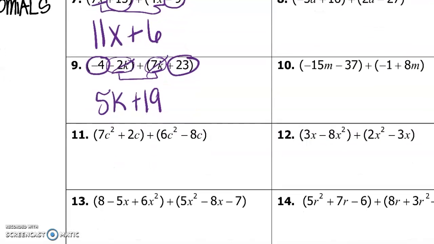Number 11, we have c squared as our highest exponent, so 7 plus 6 gives me 13c squared. And then we have 2 minus 8 gives me negative 6c.